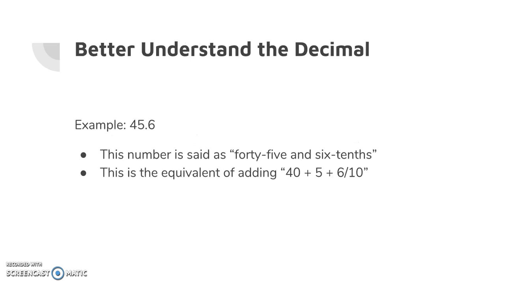How to better understand the decimal. An example of this is 45.6. This number is said as 45 and 6/10, which is also equivalent to 40 plus 5 plus 6 divided by 10, or 0.6.